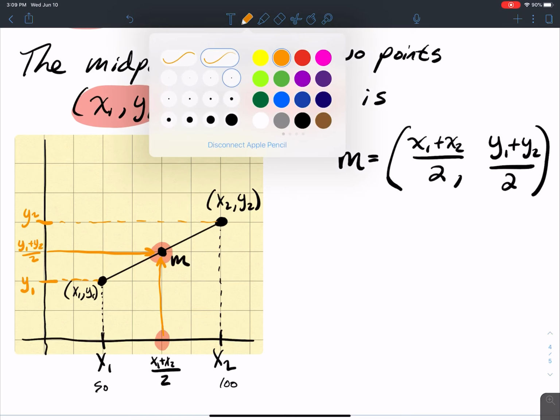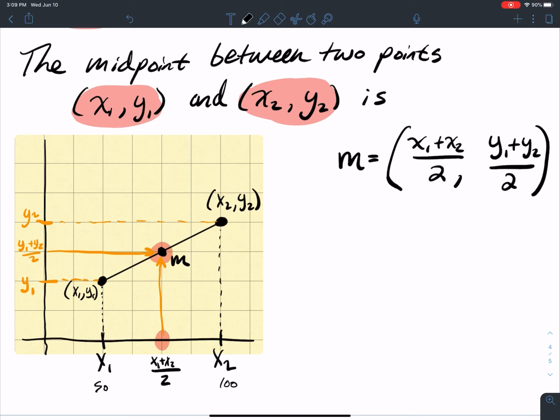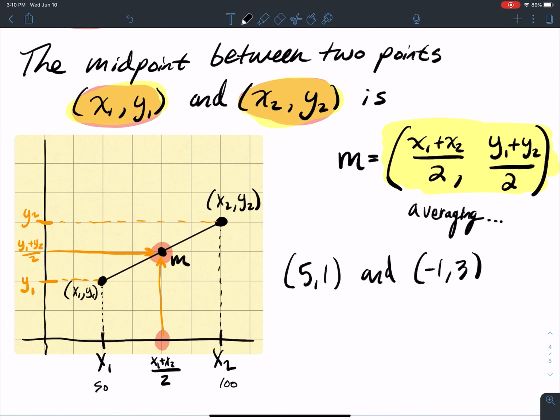Sometimes we need to know exactly what halfway is. So it's the averaging of two numbers. So we're averaging here. Okay, so this is my formula given these 2 points. All right, so maybe let's just take the points again, 5, 1, and -1, 3.